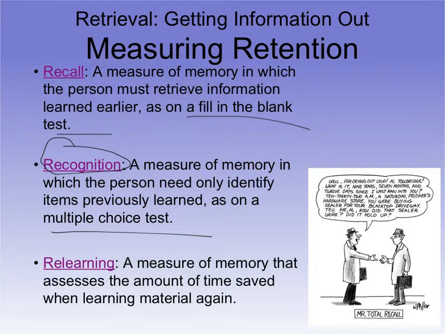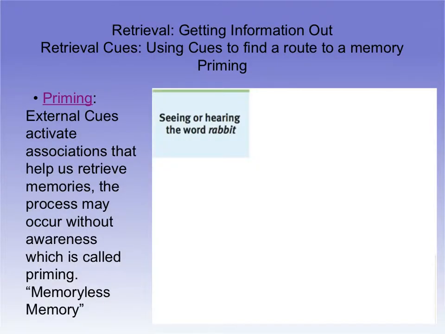Relearning is a measure of memory that assesses the amount of time saved when learning material again. So if you took the biology test back in October and I gave it to you again in March, don't worry, you would probably need to study less time than you had to originally because it's already still in your brain, even if it's not super fresh.